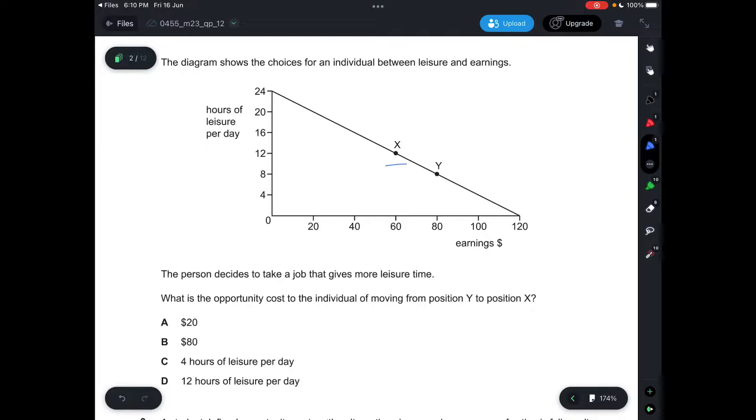The opportunity cost is the next best alternative foregone. If you go with position Y, you end up earning $80, but if you go with position X, you only get $60. So the opportunity cost of moving to position X would be your $20, because you end up getting only $60 instead of $80. So the opportunity cost would be that $20. So the answer is A.